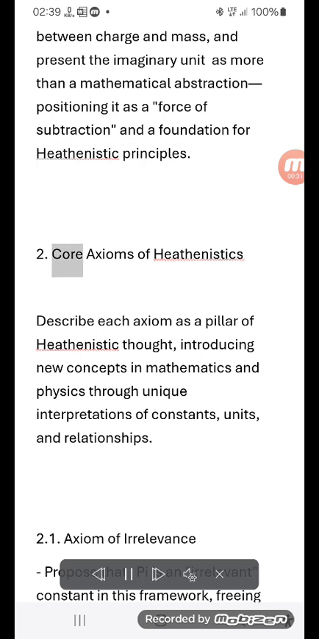2. Core axioms of heathenistics. Describe each axiom as a pillar of heathenistic thought, introducing new concepts in mathematics and physics through unique interpretations of constants, units, and relationships.